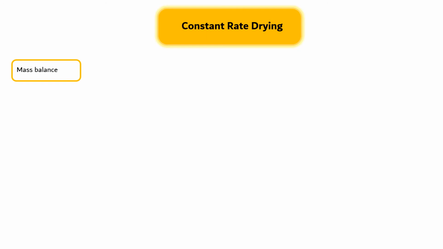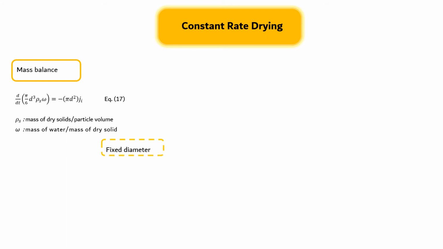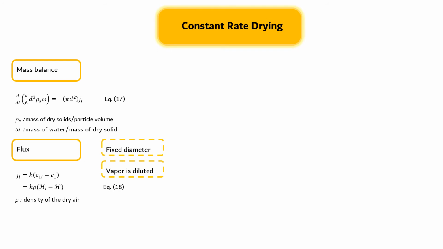The time for constant rate drying can be calculated by first considering a mass balance on the same single particle of diameter d, as shown in equation 17. The equation can be simplified in two ways. First, if the particle has a fixed diameter, d is a constant. Second, if the water vapor is always greatly diluted by the air, the flux can be expressed by equation 18.